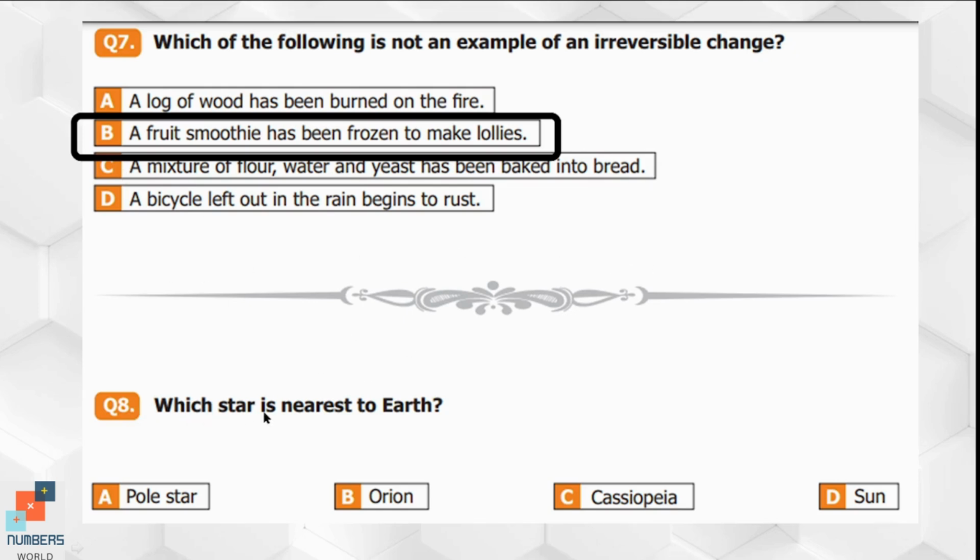Question number 8. Which star is nearest to Earth? Pole star, Orion, Cassiopeia. So option D is Sun. According to literature, the Sun is also a star. So that is nearest to the Earth. So option D is the correct option here.